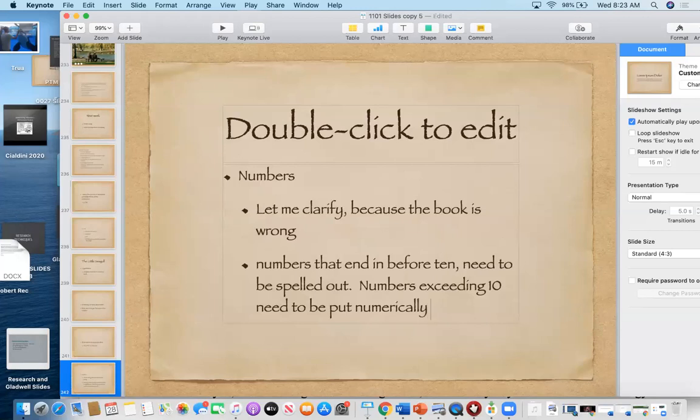So basically, the general rule for MLA, at least right now, is that numbers that are 10 or less, in fact, it even goes up to 10, you need to put in letter form. Anything over 10, right now at least, you need to put in numbers. Okay.